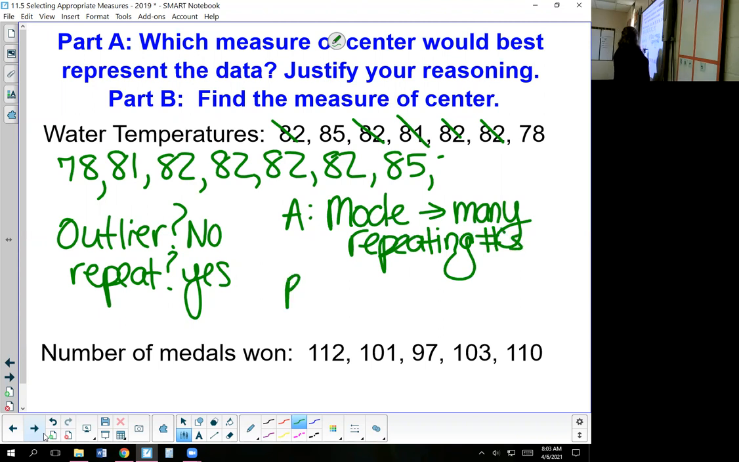Okay. Part B, what is the mode then? So part B, what is the mode? Well, what's the number that repeats the most? 82. So that would be the answer there.